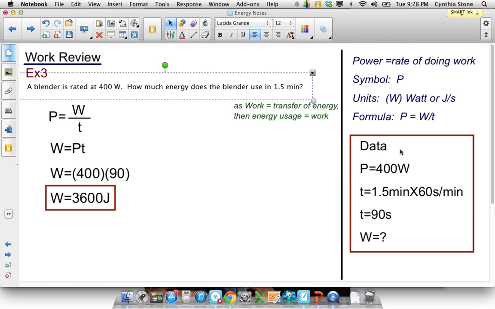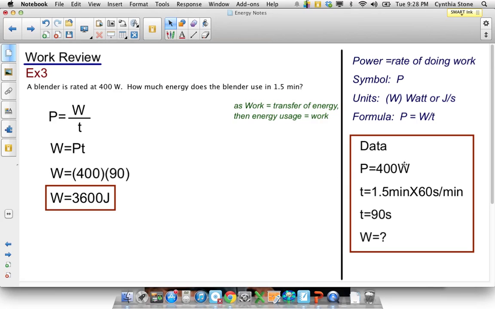Okay? Something to notice in the data part, we have a power, the time has to be in seconds. So 1.5 minutes works out to 90 seconds to solve for work. And again, I don't know if that's a good number, but again, within the numbers in the question, without putting it in my calculator, I would know that that's 3,600, so we'll assume that makes sense.